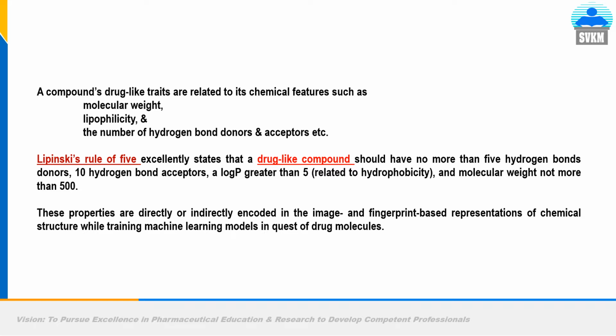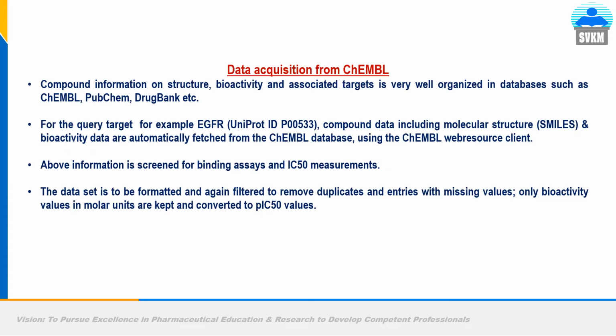Lipinski's rule of 5 states that a drug-like compound should have not more than 5 hydrogen bond donors, 10 hydrogen bond acceptors, a log P not greater than 5, which is a parameter related to hydrophobicity, and a molecular weight not more than 500. Means all the things are in multiples of 5. These properties are directly or indirectly encoded in the image and fingerprint-based representations of the chemical structure while training the machine learning model. Here, image means graph neural network or molecular graph.